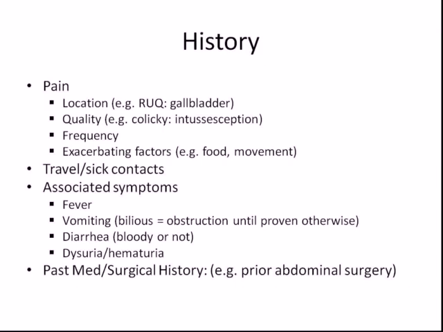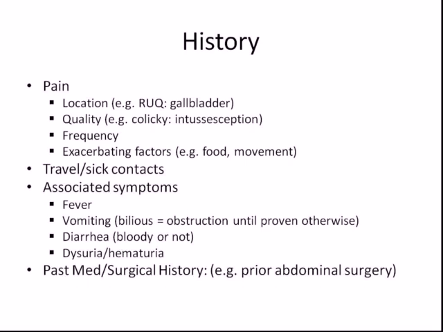Pain frequency, and then of course exacerbating factors. Does food make the abdominal pain worse? Does movement make the abdominal pain worse? What makes the pain better? In addition, has there been recent travel or sick contacts with similar conditions or potential infectious disease that could have been contracted? Are there associated symptoms such as fever, vomiting, diarrhea, or dysuria or hematuria?